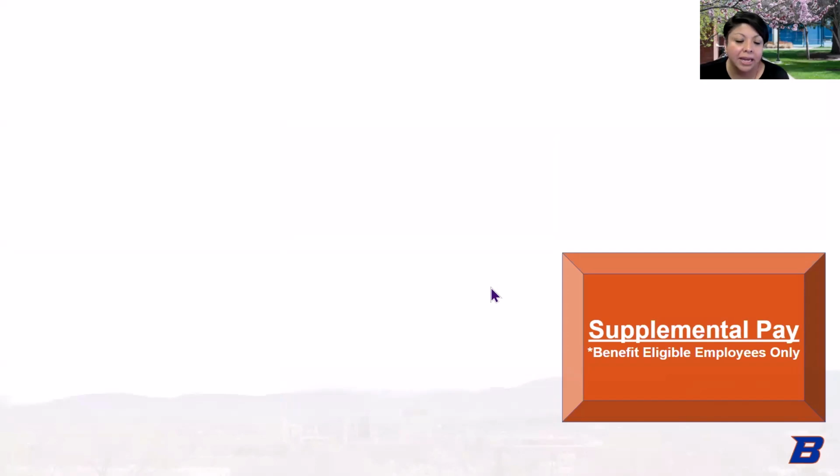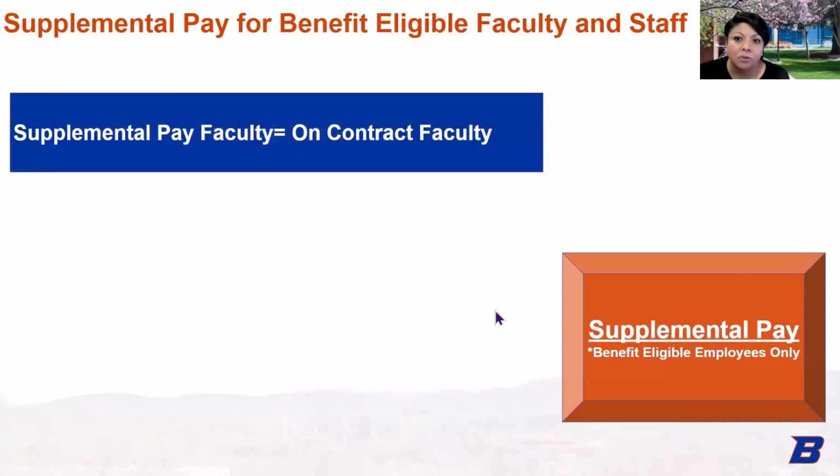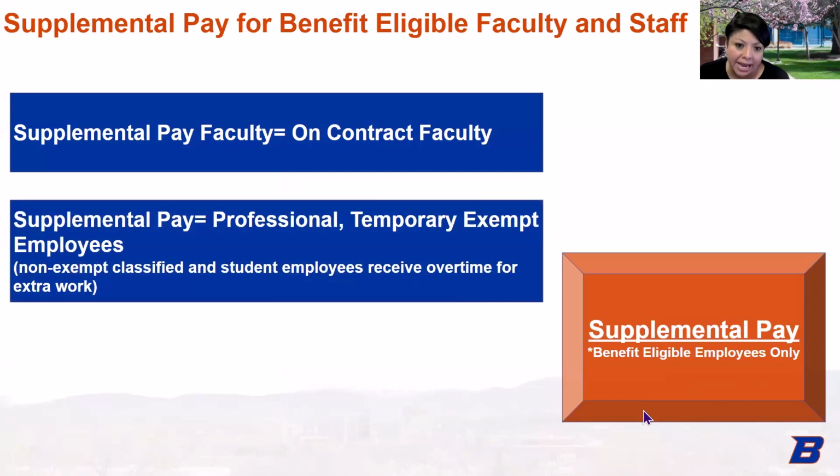Supplemental pay is for benefit eligible faculty and staff. Supplemental pay faculty is for on-contract faculty. Supplemental pay is for professional, temporary, exempt employees. Non-exempt, classified, and student employees who are hourly will receive overtime for any extra work. So a lot of times if we receive these, we will be reaching out to see if this is for work that they need to just submit on their timesheet.